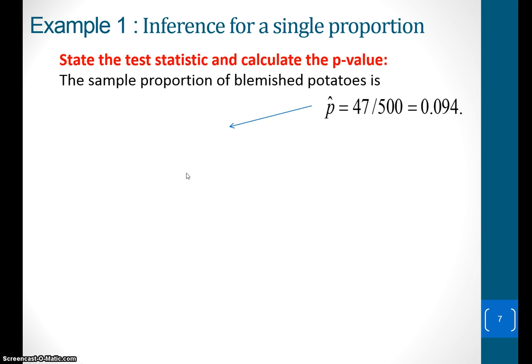The sample proportion of blemished potatoes is simply p hat, that's 47, the number of potatoes that had blemishes out of the 500 in the sample. So our p hat is 0.094.